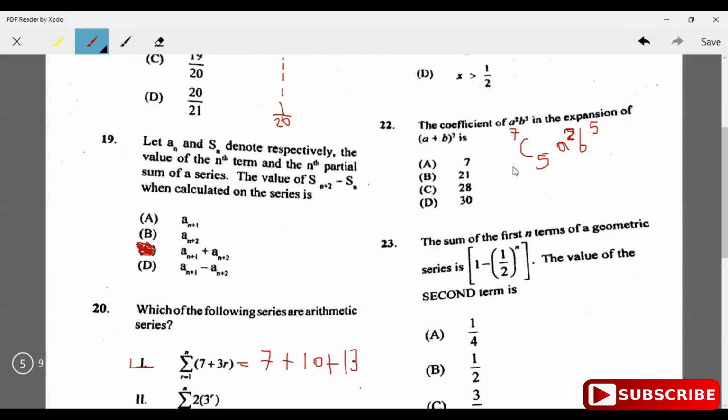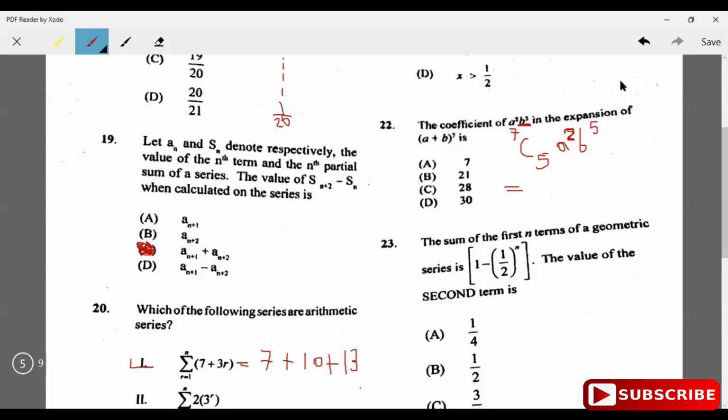n choose r. So that's all I have to do for this question: you work out 7 choose 5. So r equals 5. You told me the formula is n choose r of a to the n minus r x to the r. It's always the coefficient of this one. So that's the trick.